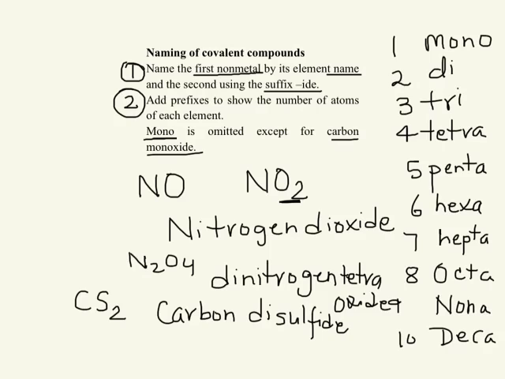So the difference between ionic and covalent compound naming is, in ionic compounds we do not put prefixes for the numbers. We don't use di, tri, tetra or penta in ionic compounds, but in covalent compounds you use prefixes to show the number of atoms of each element.